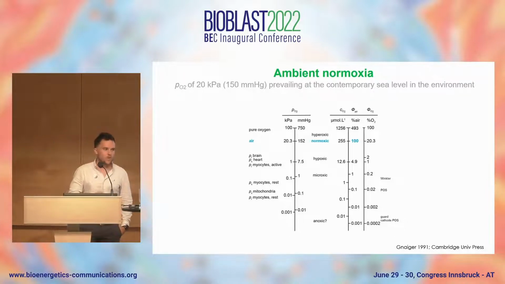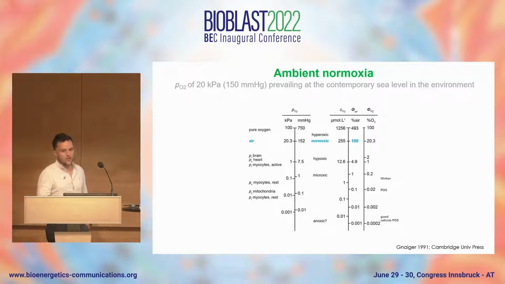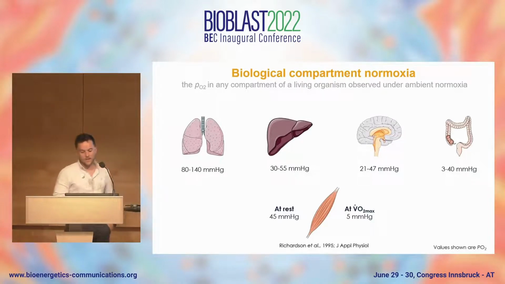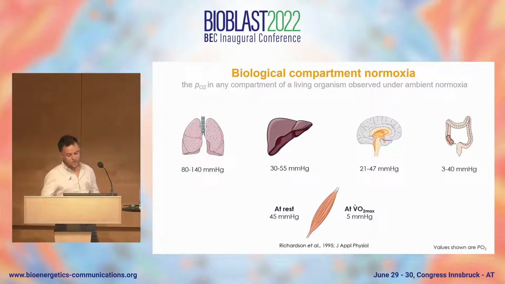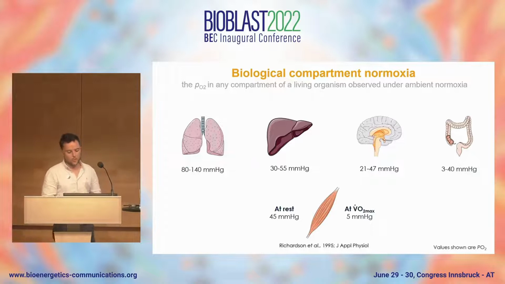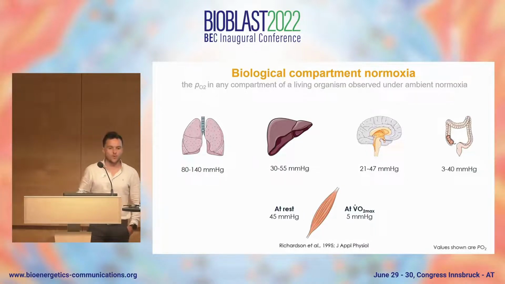If you're interested more in the hydrosphere, of course, the equivalent would be the dissolved oxygen concentration, or PO2, at air saturation of aqueous environments. But irrespective of whether you're interested in the atmosphere or the hydrosphere, beyond ambient normoxia is, of course, B, biological compartmental normoxia, which we define as the PO2 in any compartment of a living organism under ambient normoxia in the absence of environmental stress.